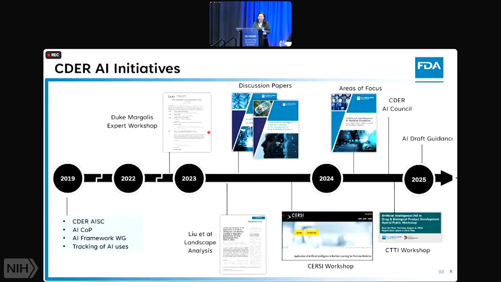And FDA has been very proactive and active when it comes to AI. In this slide, we summarize the AI-related initiatives at CDER. This includes a series of landscape analyses, a series of workshops, discussion papers, and also the development of draft guidance on the use of AI for regulatory decision-making.